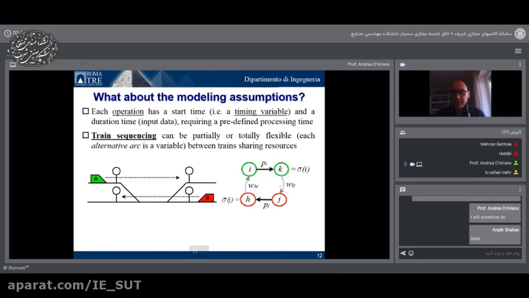So if I decide that B goes first, then it means I will let B go to the resource, process the resource, then I will clear the resource, and then through this arc, going from H to I, I will allow A to enter. If I want A first, I will do the opposite. First A processes the resource, then clears the resource, and then gives the room for using it to B. So this pair of arcs is called a pair of alternative arcs and represents the train sequencing variables, decisions also.